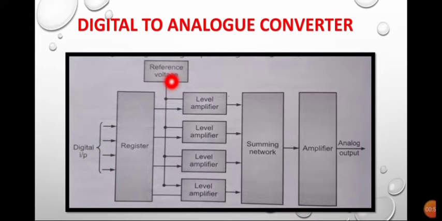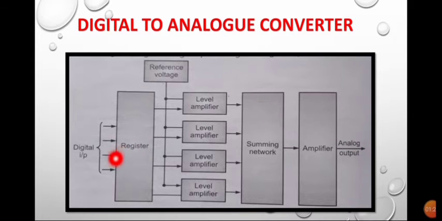Next, we have the reference voltage. After that, the level amplifier. There are different stages of level amplifier. The next block is the summing network. Finally, we have the amplifier, and the last output is in analog form. That means this is a block diagram to which we apply digital input and obtain analog output.